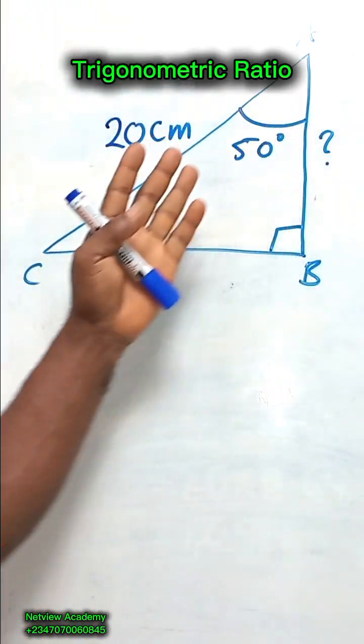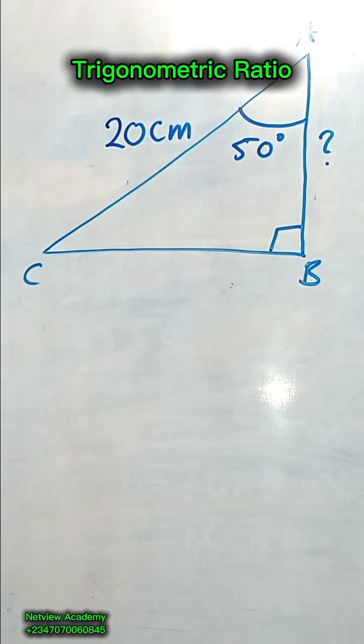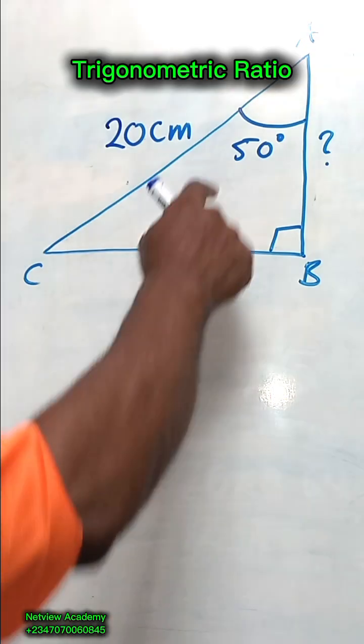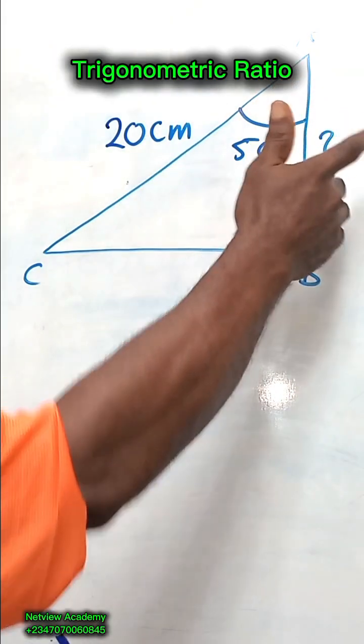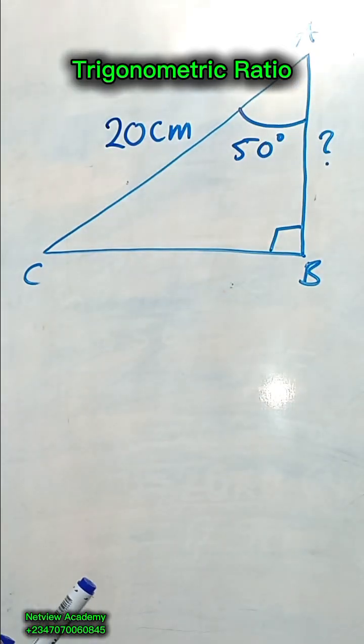Look at this question closely. This is a right angle triangle. The hypotenuse is provided as 20 cm. One acute angle is provided, 50 degrees. The question says that we should look for the adjacent side of the triangle, and the adjacent side is AB.